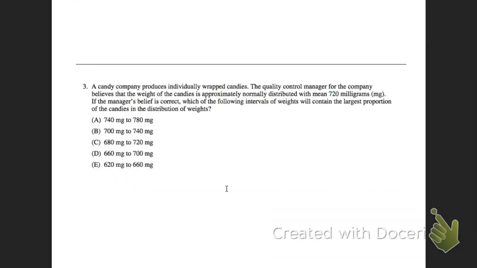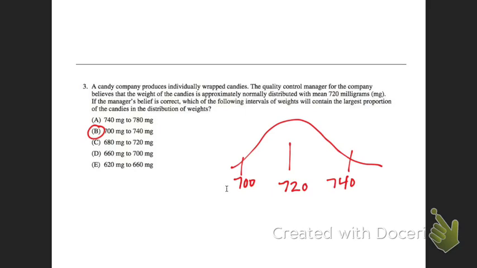Number 3, the answer would be B. I think some people were confused about that in 4th period. That is because if your center is at 720, 700 and 740 will contain the most amount of data because it's about 1 standard deviation away, or it's the closest to the mean that contains it. So, yeah, by the empirical rule, it would contain the most.